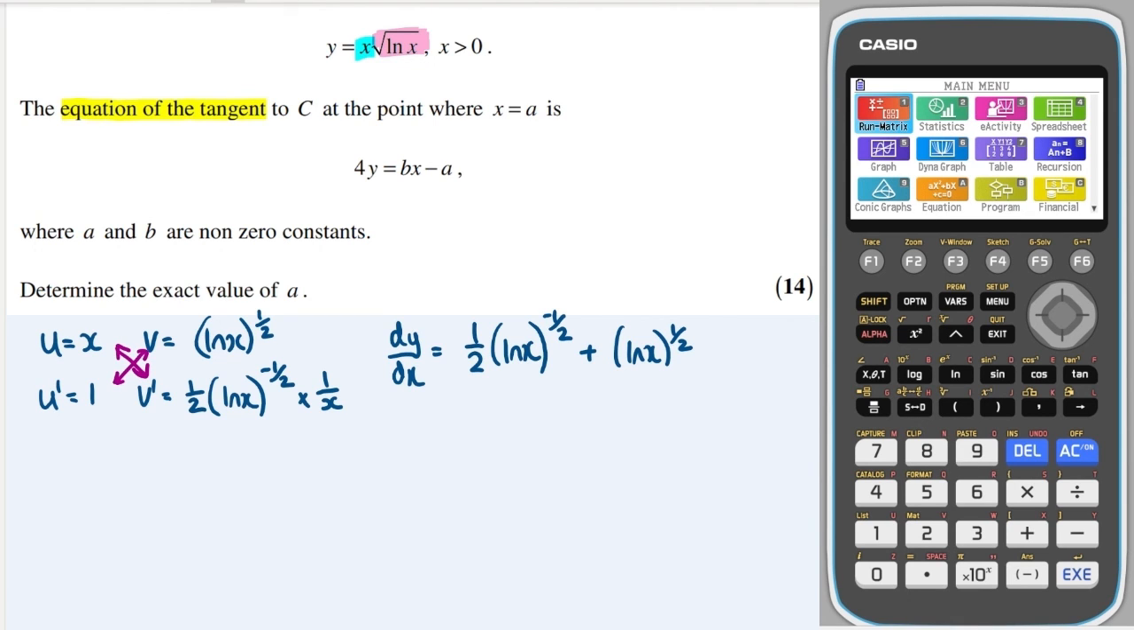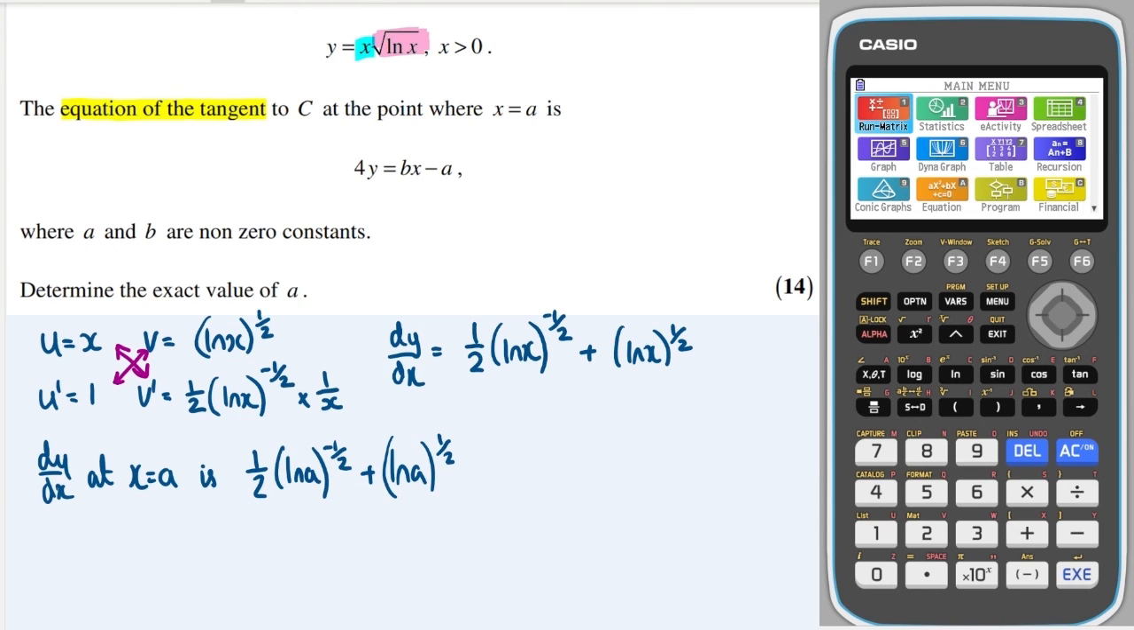Now it's asked me to work out the tangent at the point x equals a, so I need to find the gradient at x equals a. So dy by dx at x equals a is, we'll just sub a in for x into the gradient function. So I get a half ln of a to the minus a half plus ln of a to the half.